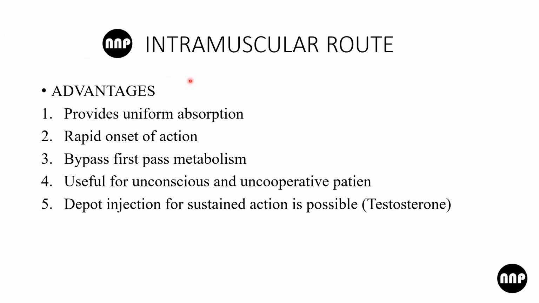Now coming to intramuscular route, what are the advantages of intramuscular route? First, it provides a uniform absorption. It also has rapid onset of action. It too bypasses the first pass metabolism, and it is useful in unconscious and uncooperative patients. And the most important thing, do not forget to mention this, depot injection for sustained action is possible, for example, testosterone.